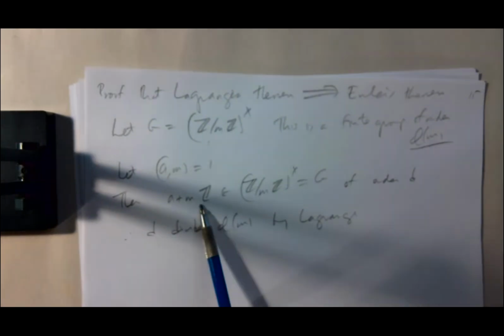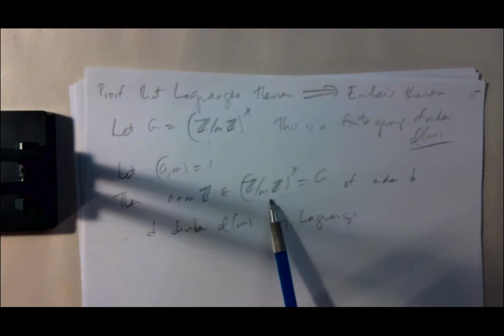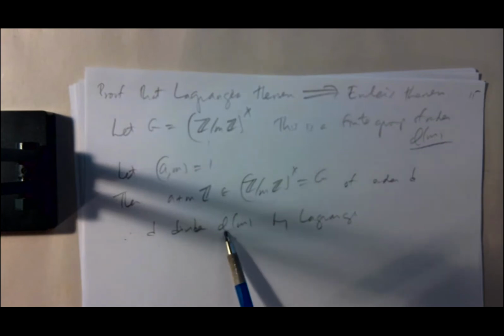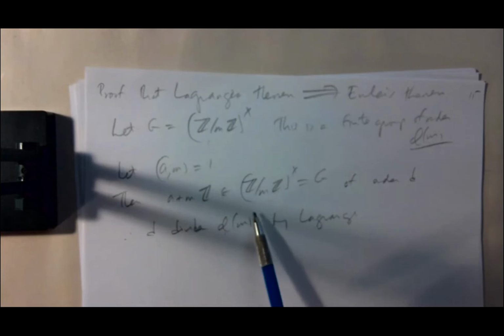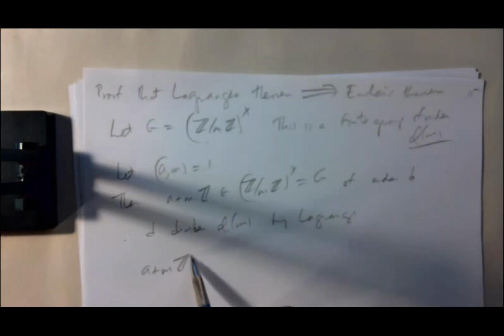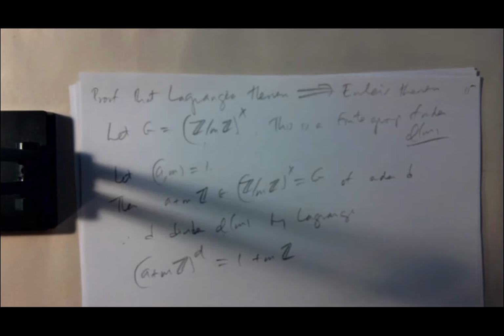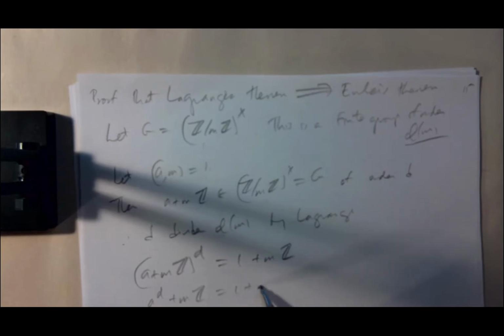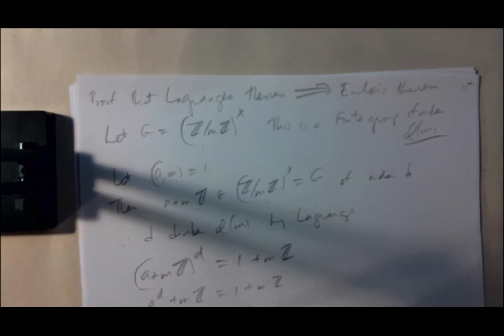a plus mZ is an element in this group G. The group G has order phi of m, so a plus mZ has order d. So that means a plus mZ raised to the dth power is 1 plus mZ. Or a to the d plus mZ equals 1 plus mZ. Or a to the d is congruent to 1 mod m.